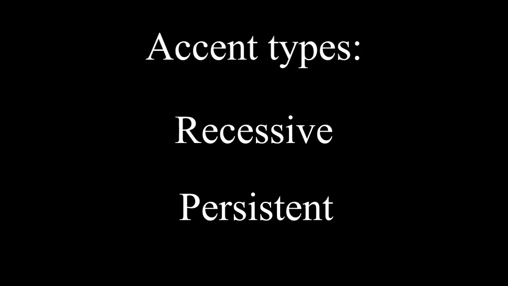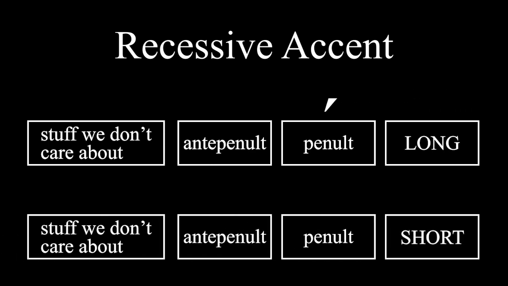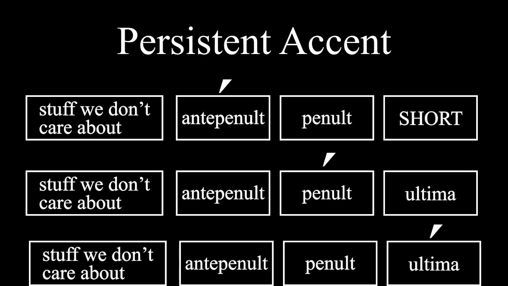Words can have 2 types of accent: recessive and persistent. Verbs use recessive accents, which are very nice and easy to remember. Recessive accents want to be as early in the word as possible. In practice, this means that a finite verb, a verb like he eats, not to eat, with a short final syllable will have an accent on the antepenult, while a finite verb with a long final syllable will have an acute accent over the penult. Nouns, adjectives, and other kinds of words have persistent accents, which are harder.